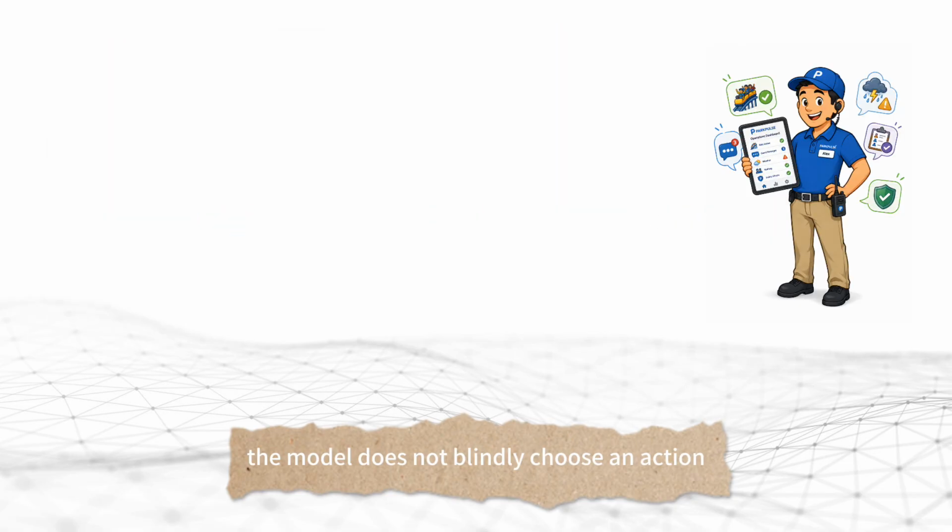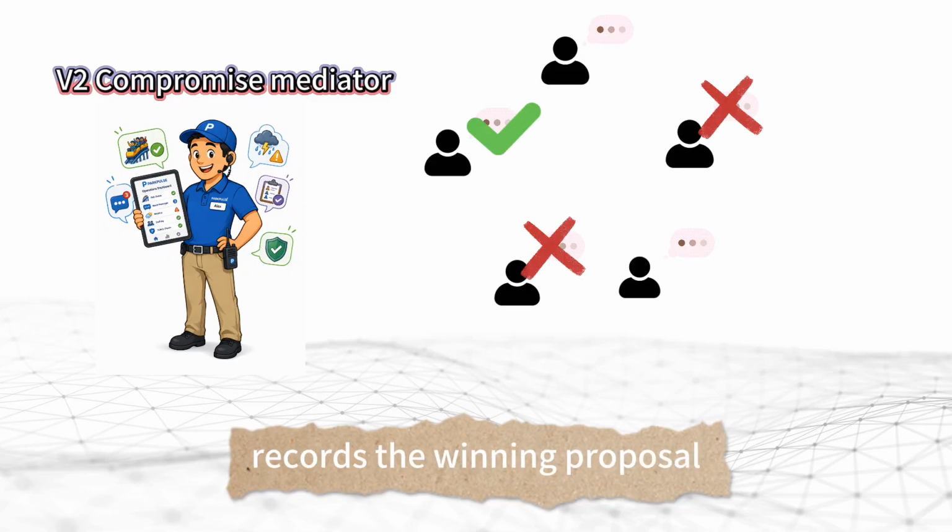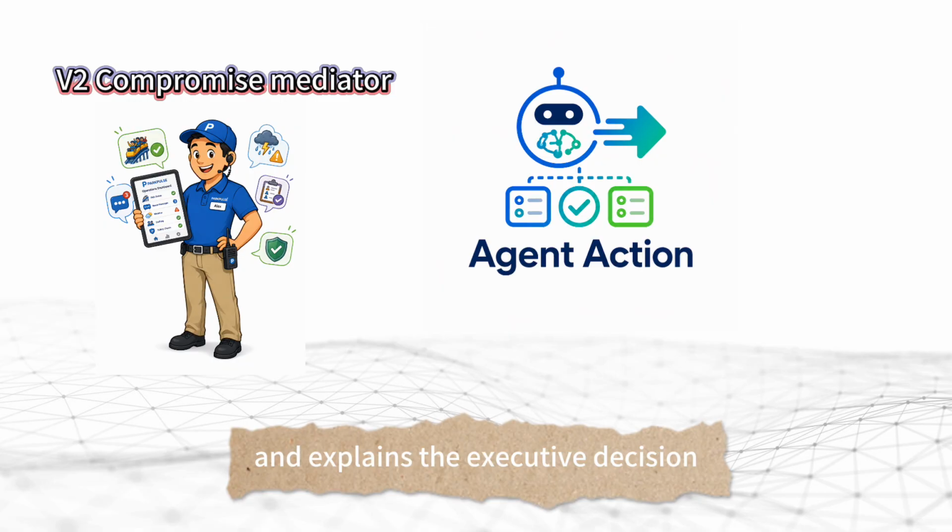The model does not blindly choose an action. The deployed V2 compromise mediator compares candidate actions, balances scores against real trade-offs, records the winning proposal, shows rejected options, and explains the executive decision.